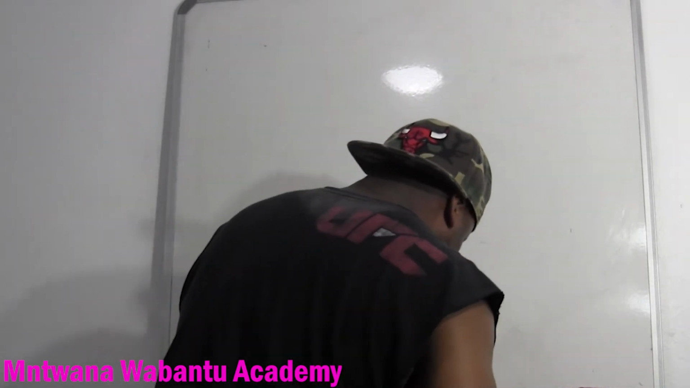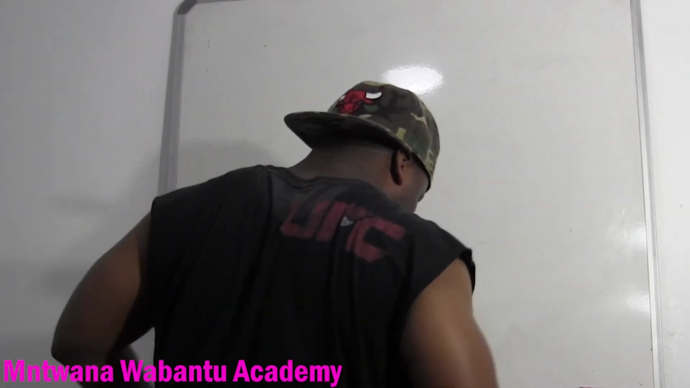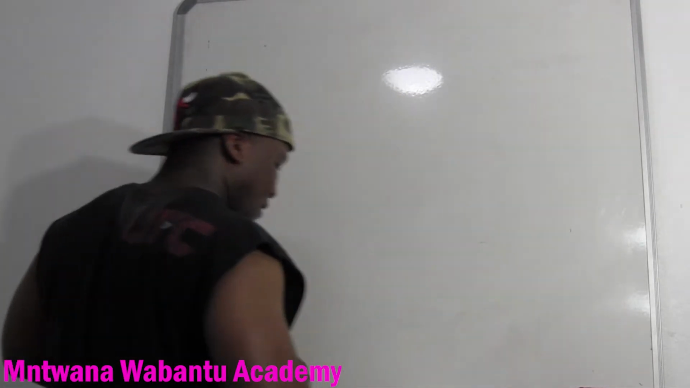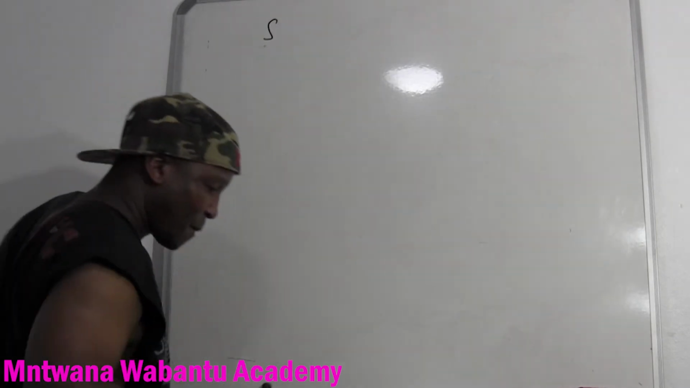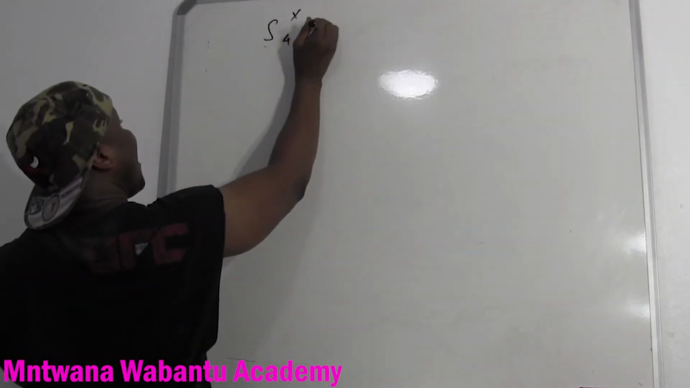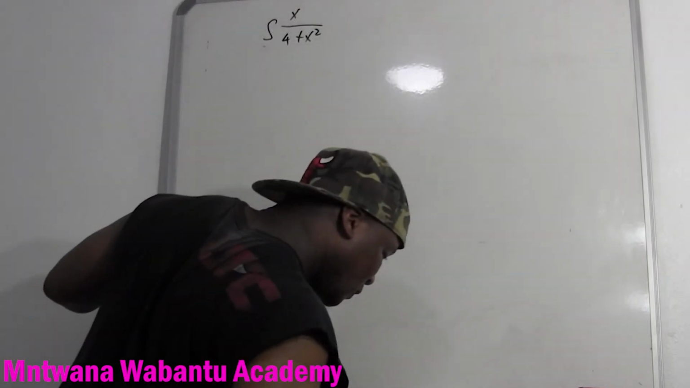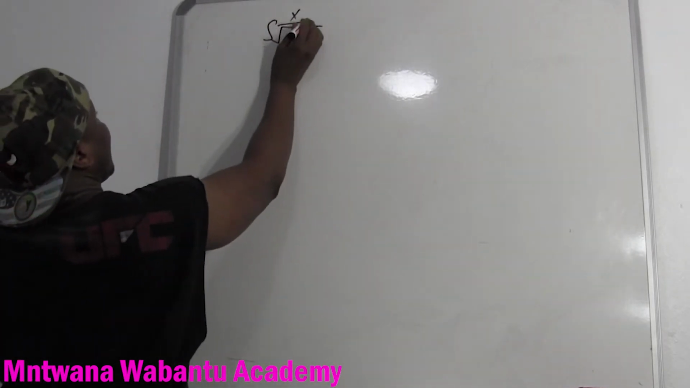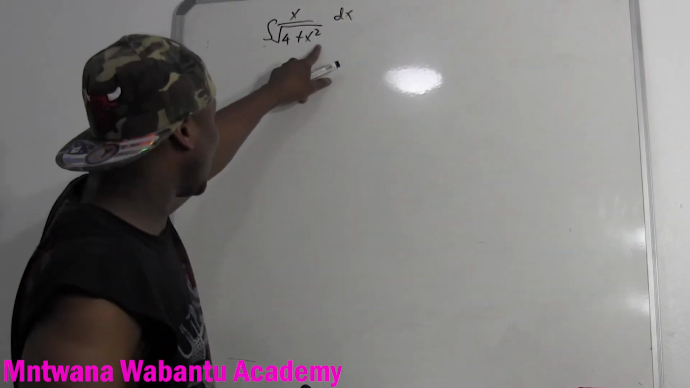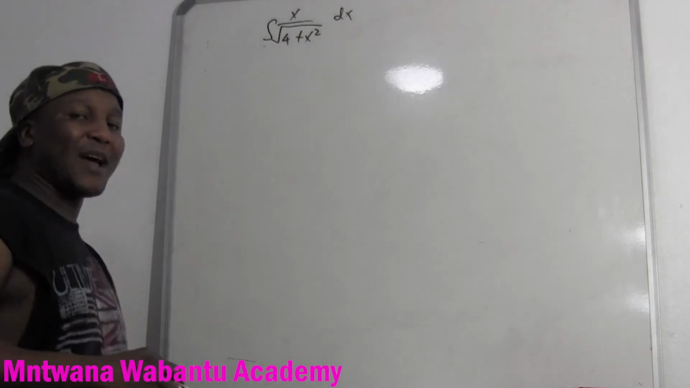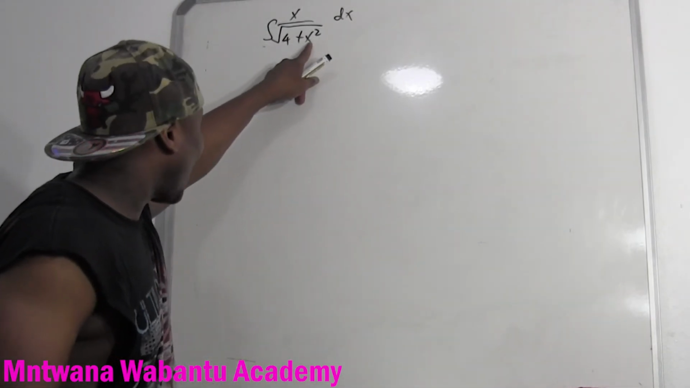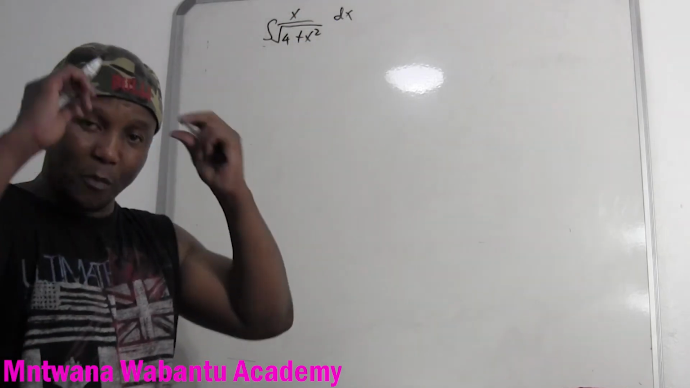The next one, okay, I see. So we have the integral of x over the square root of 4 plus x squared, dx. This is easy because I'm going to do substitution, because I know if I differentiate this, it's going to give me the x on top. So you see, you don't have to do completing the square, because if you differentiate x squared, it's going to give you x. So no need for you to do completing the square.